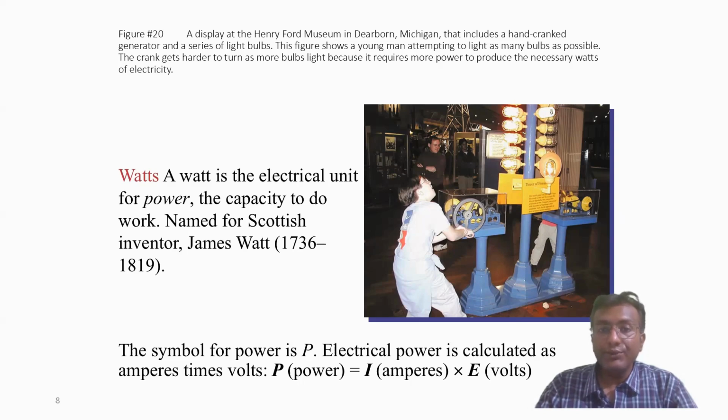Figure 20 shows a display at the Henry Ford Museum in Dearborn, Michigan, which includes a hand crank generator and a series of light bulbs. This figure shows a young man who is producing electricity with help of cranking the hand crank.